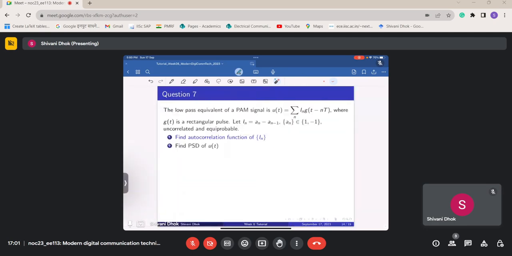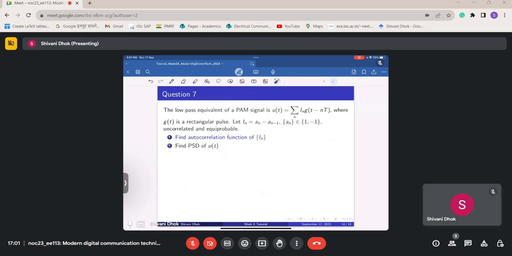So here what is given is the low pass equivalent of a PAM signal, that is pulse amplitude modulation signal, is u(t) equal to summation over n running from minus infinity to infinity of I_n g(t minus nT), where g(t) is a rectangular pulse, and this I_n is given as a_n minus a_(n minus 1), and the sequence a_n takes a value from 1, minus 1. This sequence a_n is uncorrelated and it is equiprobable.